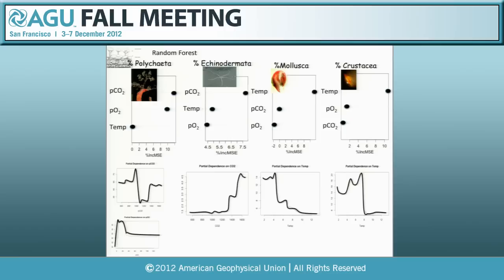We asked the same question for the taxonomic representation and found that there were two taxa, echinoderms and polychaetes, for which PCO2 was the dominant variable explaining variance, with oxygen a close second for the polychaetes. But for mollusks and crustaceans, temperature was the dominating variable, and oxygen and CO2 were not particularly important. Again, you can see really strong thresholds here, 4 degree and 8 degree thresholds for these taxa. These are all data from upwelling margins, so across oxygen minimum zones.